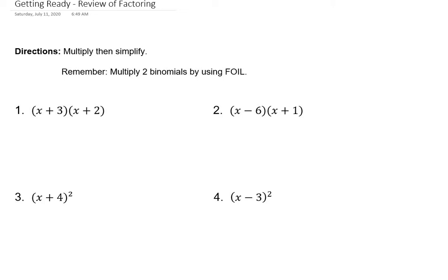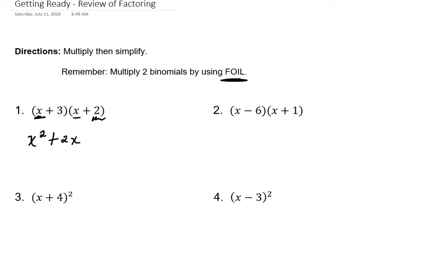And remember that when we multiply two binomials, we can use the acronym FOIL, first, outer, inner, last, to help us with this. So first means the first two terms in each set of parentheses. So x times x is x squared. All right, the O stands for the outer. So the outer two terms are x and 2, so 2x.